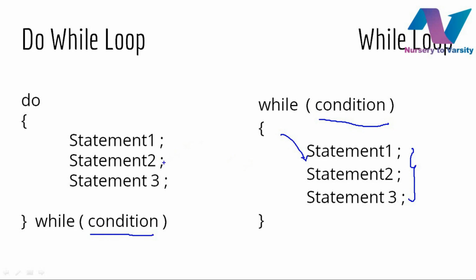And in the do-while loop, it tests the condition after having the statements executed. That means do-while would execute its statements at least once, even if the condition fails for the first time. Let us understand the difference between the two more clearly with an example.